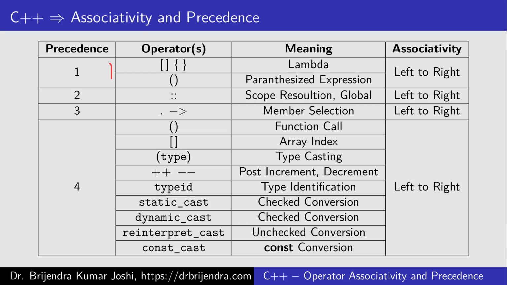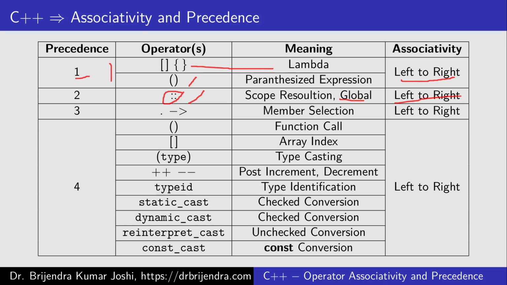So this is new, added in C++11 perhaps. This is the lambda function. When you want to execute a piece of code without assigning any name to it, we use it. We'll discuss this in a separate video. Then the parenthesized expression, both of them have the highest precedence. Then the scope resolution operator as well as the global one. This is used very frequently in C++, and this will become clear when we discuss classes and objects, operator overloading, function overloading, etc. And this has left to right associativity. This also has left to right associativity.